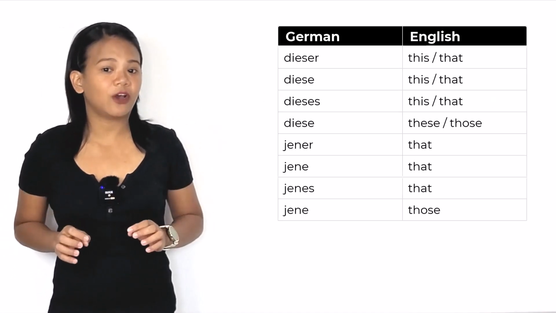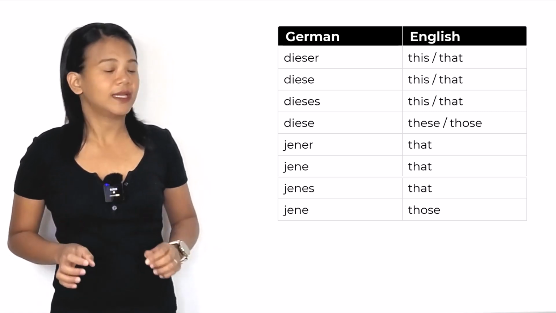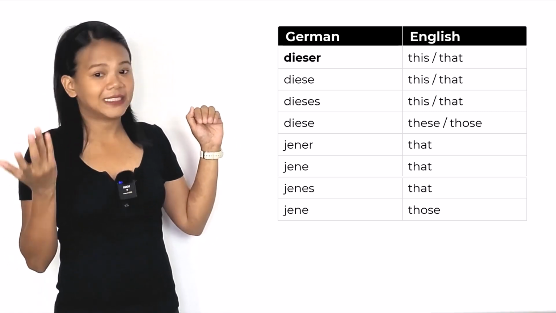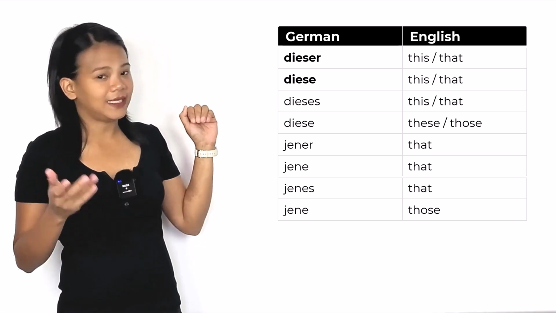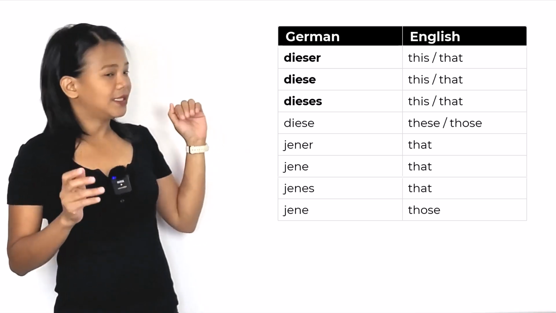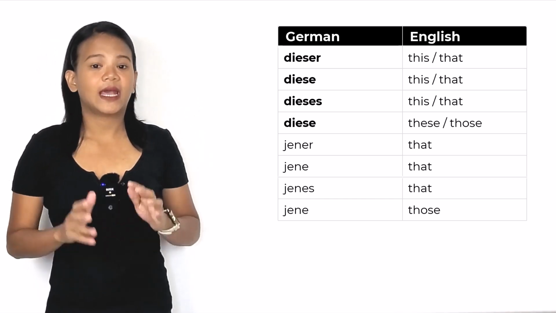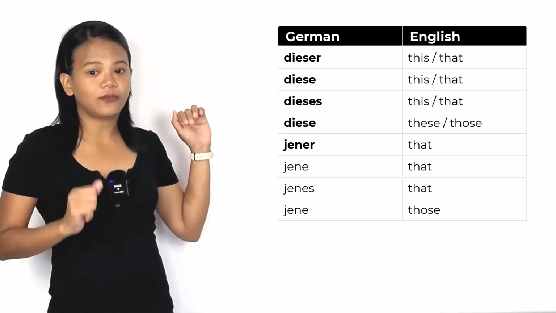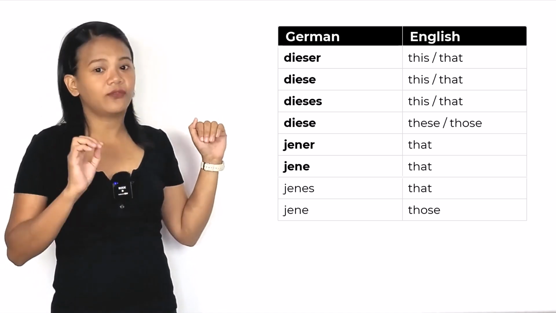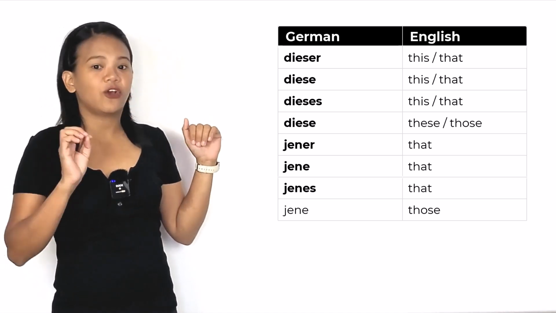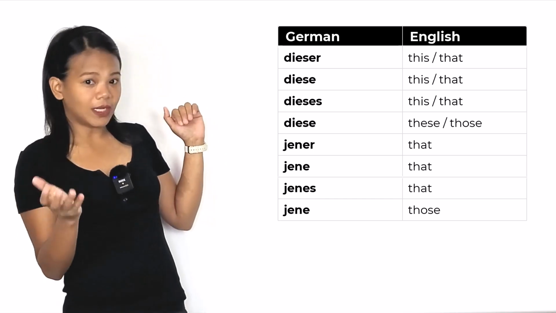This is the summary of the demonstrative pronouns. This or that: dieser for masculine, diese for feminine, dieses for neuter, diese for plural. That: jener for masculine, jene for feminine, jenes for neuter, and for plural, jene.